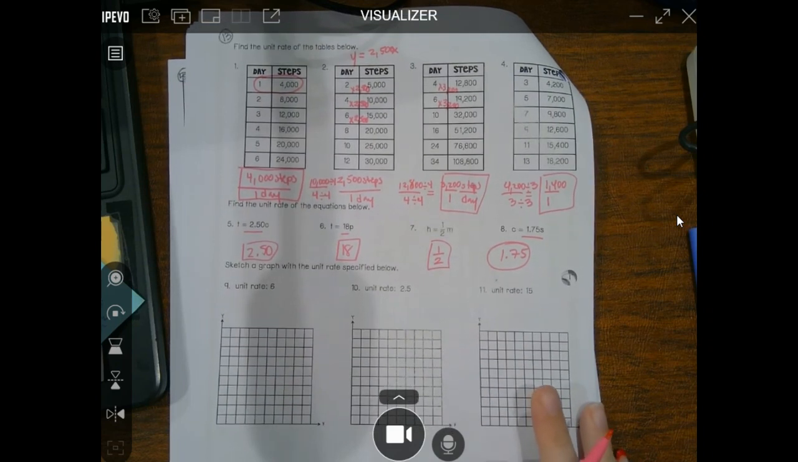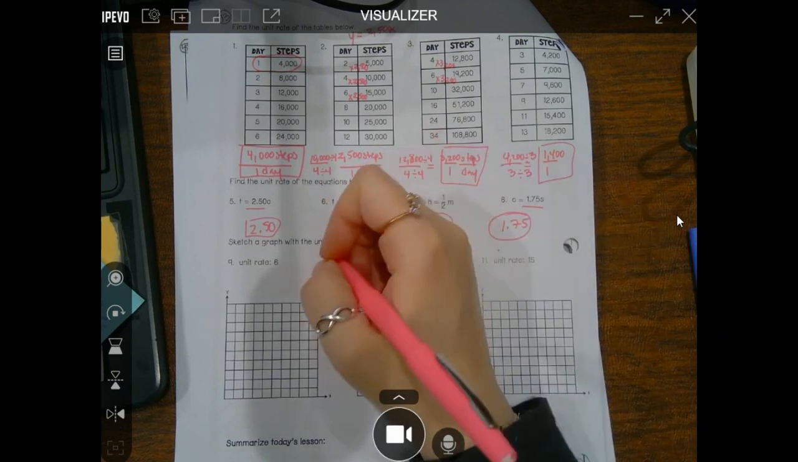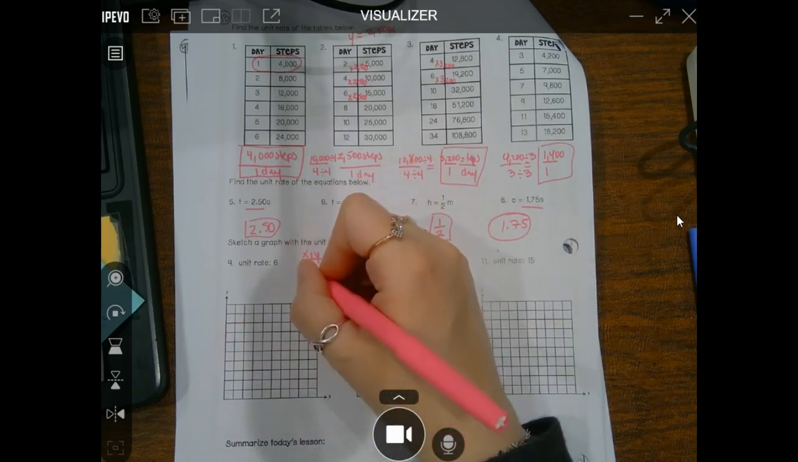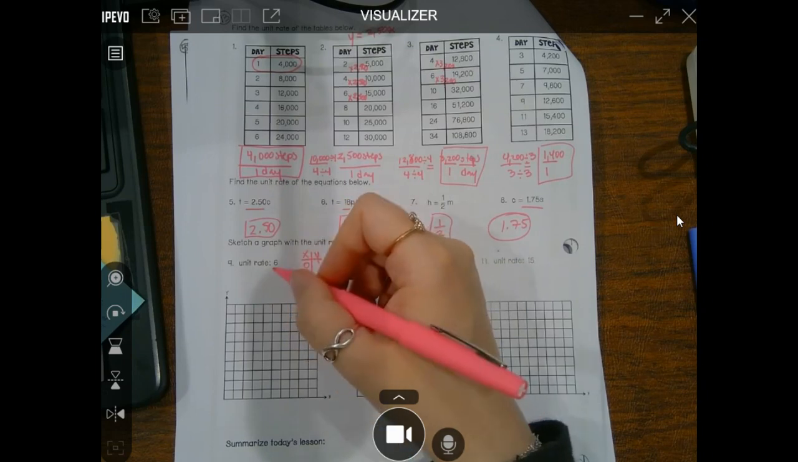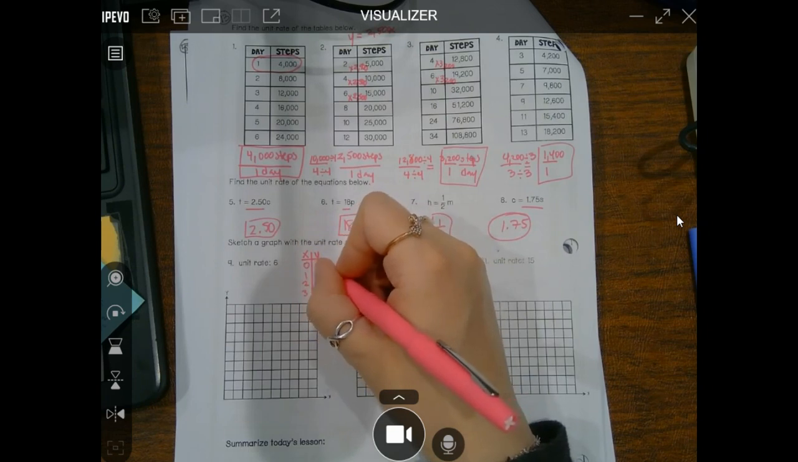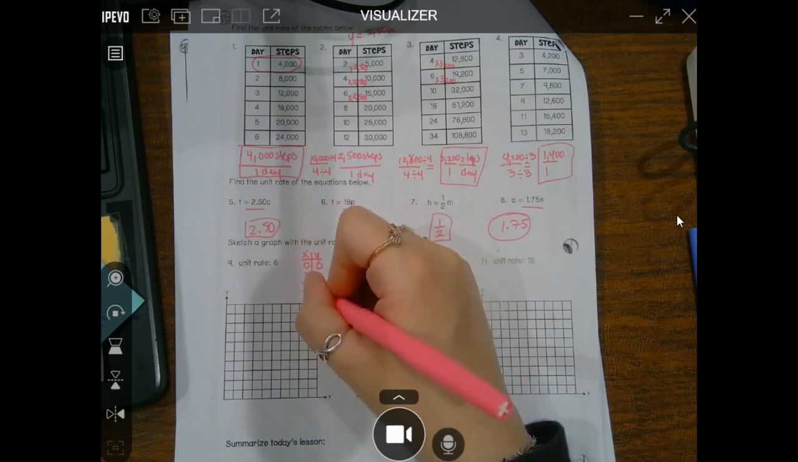Last thing. They want us to sketch a graph from these unit rates. Okay. So what I need to do is first create a little table to be able to plot some points. So if I plug in, let's say, 0, 1, 2, and 3, what would my y values be? Well, my unit rate is 6. So that means that's what I'm multiplying by each time, right? So what's 0 times 6? 0. What's 1 times 6? 6. And 2 times 6? 12. And 3 times 6?